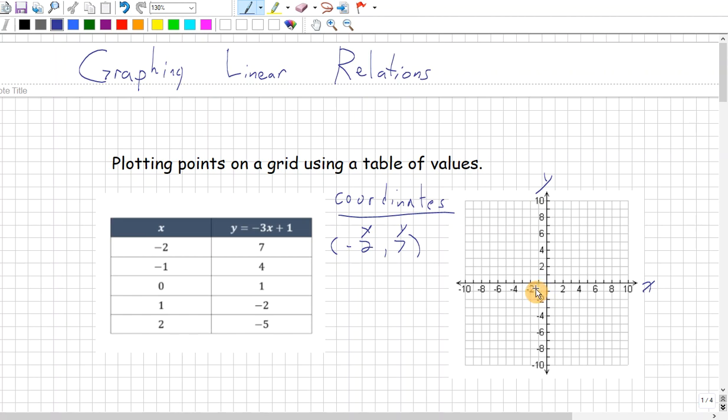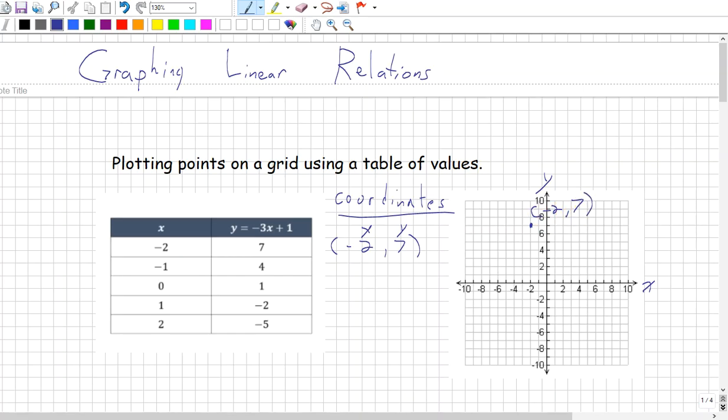So I go along the X axis. I go to 1, 2, back, so to -1, -2. And then I go up 7 on the Y axis. So back 1, 2, up 1, 2, 3, 4, 5, 6, 7. And I put my first point at -2, 7. That's where that point is.